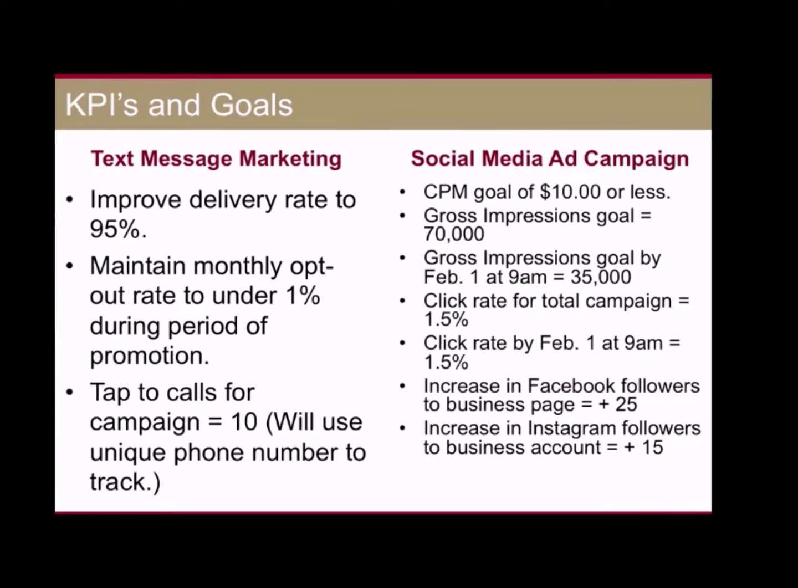So text message marketing. Well, last year they didn't do as well on the delivery rate as they had hoped, but this year they've cleaned up the list a bit, so they want to improve that delivery rate to 95% on their text message marketing. Okay, now keep in mind that your text message provider will tell you if the message was delivered to the phone. That they know, but of course they don't know if the message was actually opened and read on the other end. That's something that you just couldn't possibly know. You don't know what's going on on the device of the consumer. Okay, they want to keep the monthly opt-out rate to under 1% during the period of the promotion.